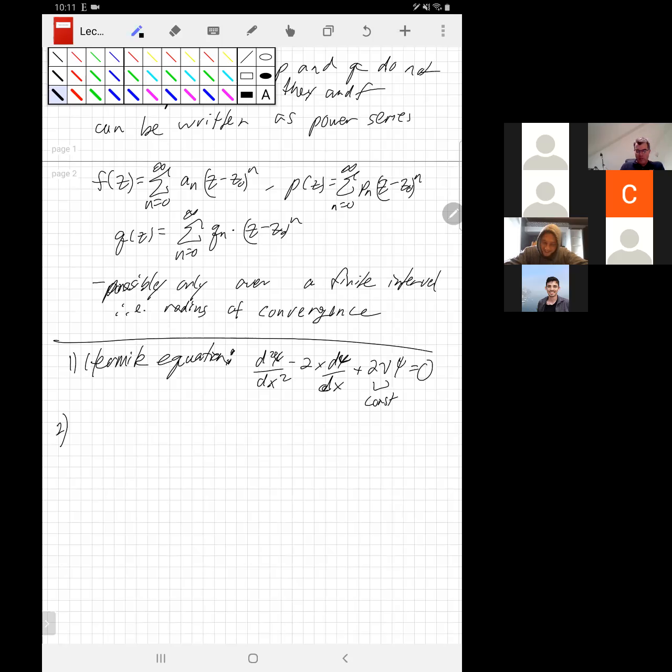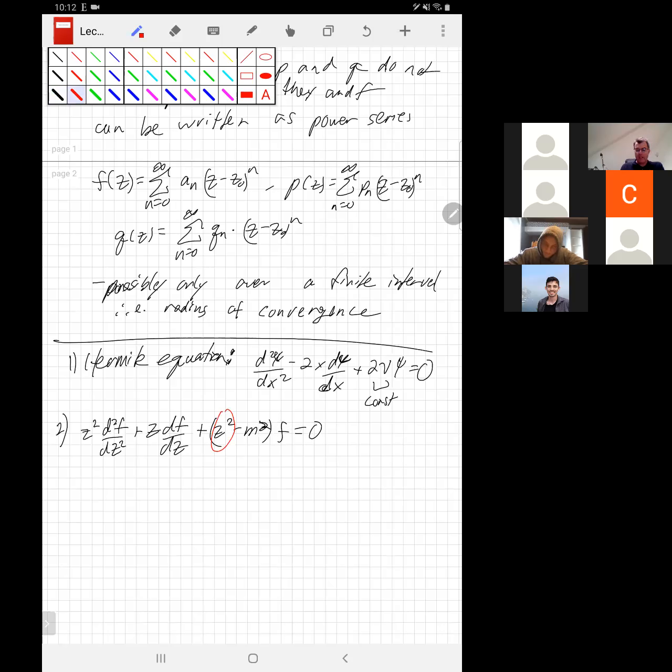Now, another equation that's really important is the Bessel equation. And this one we'll spend a lot of time on in a couple weeks. We already mentioned it before. It shows up when you take the Fourier transform of a circular aperture. z squared d squared f by dz squared plus z df dz plus (z squared minus m squared) f equals 0.